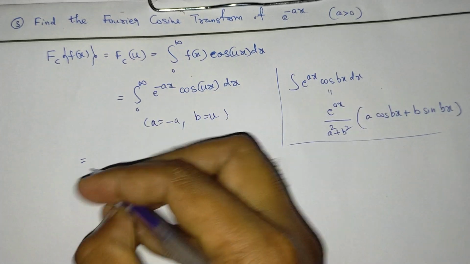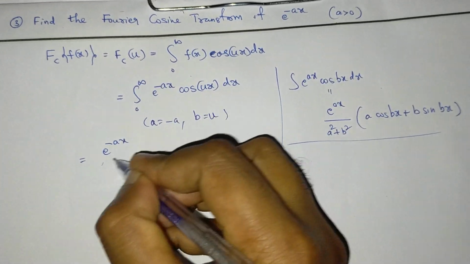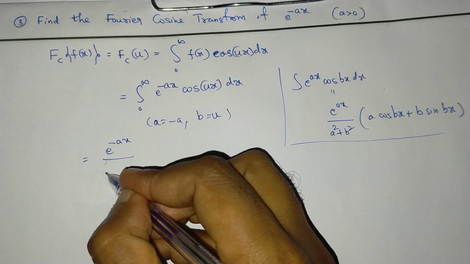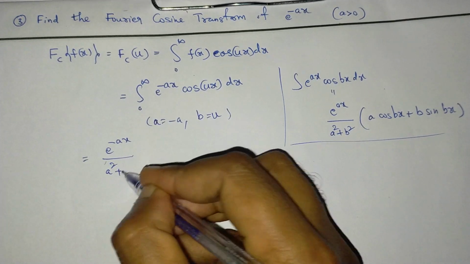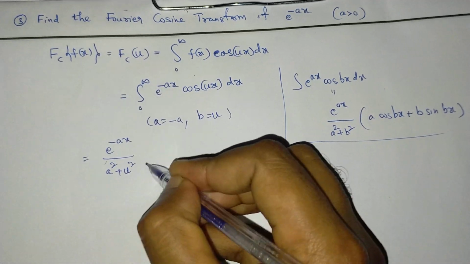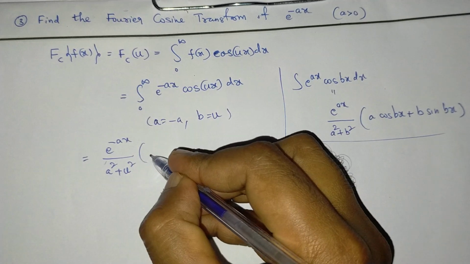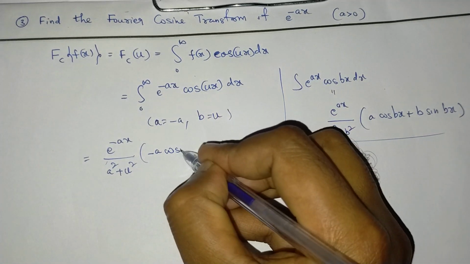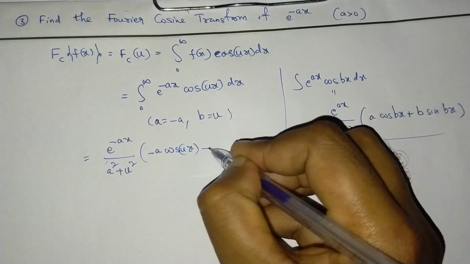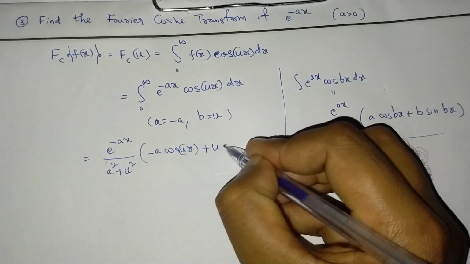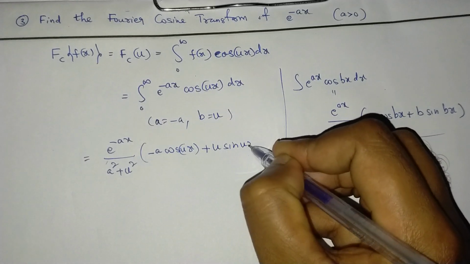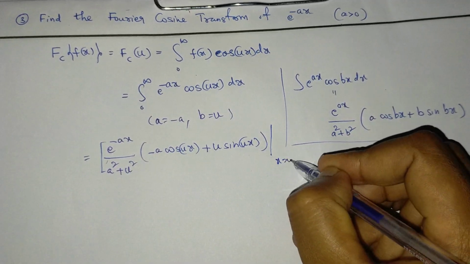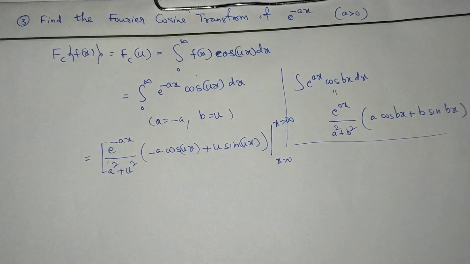It is e power minus ax divided by a square, since minus a whole square is a square, plus b square, where b is u, so u square, into minus a cos ux plus u sin ux. The lower limit is 0 and the upper limit is infinity.